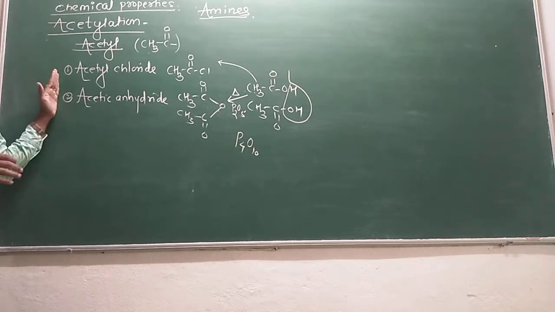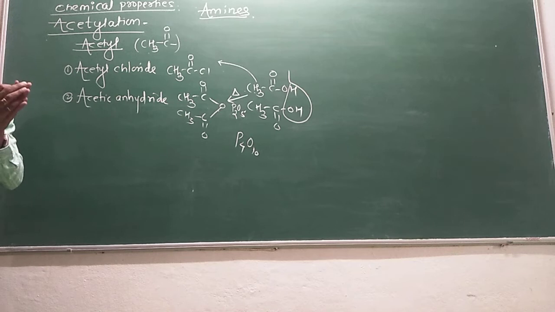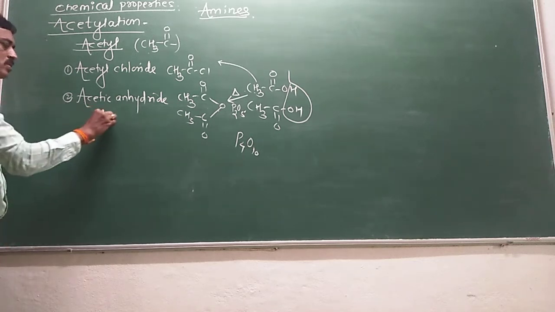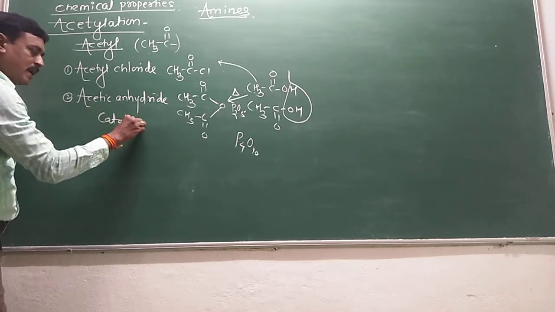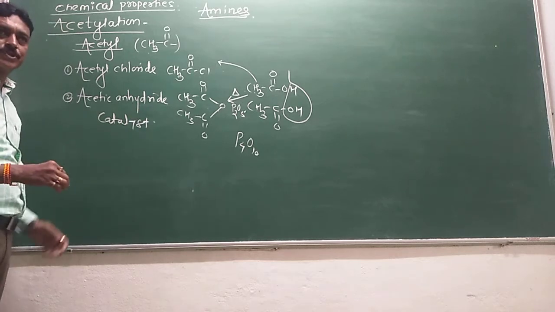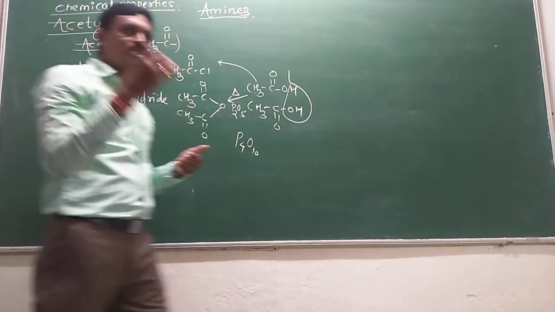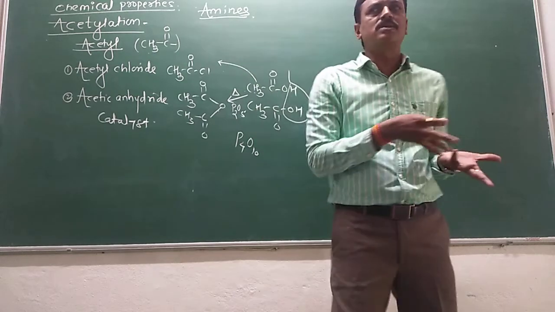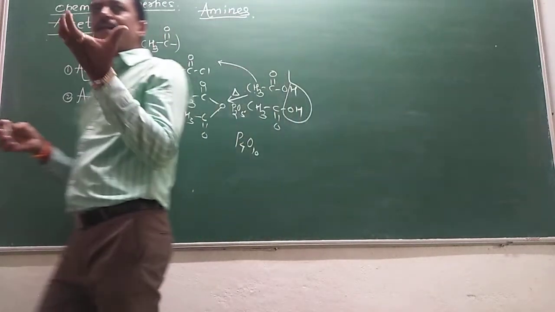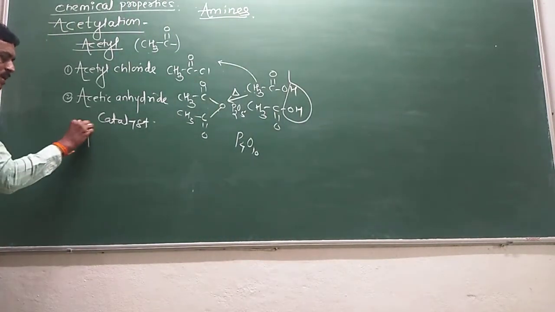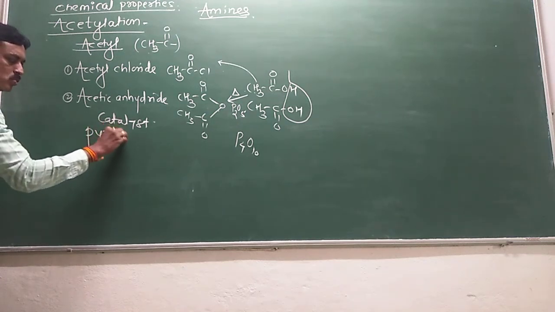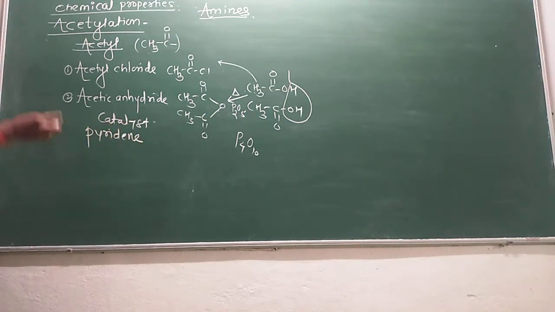Now, for this reaction, what is the catalyst? The catalyst plays the most important role for this reaction. A catalyst is a chemical substance which increases or maybe decreases the rate of reaction. Now, for this reaction, according to the pronunciation, we call it either pyridine or pyridine.